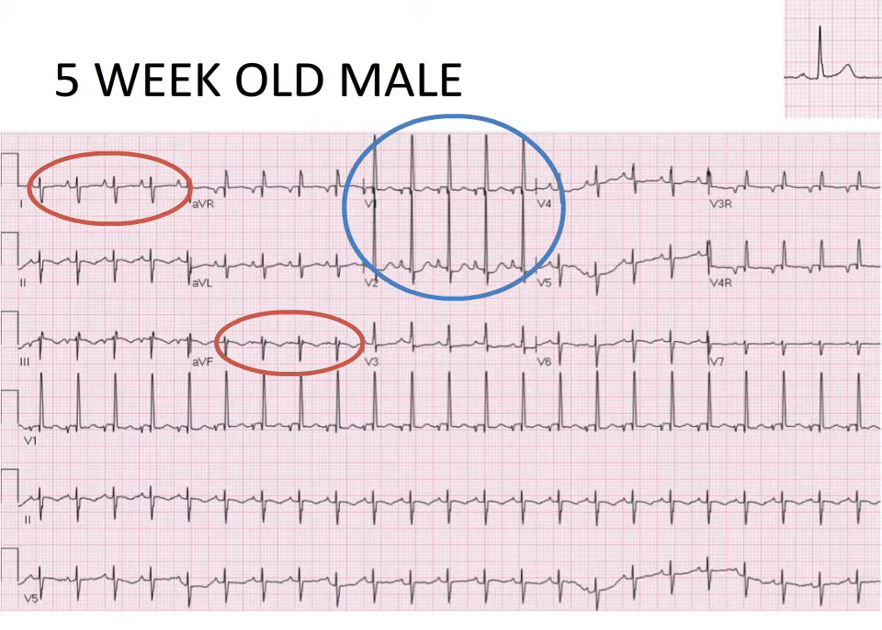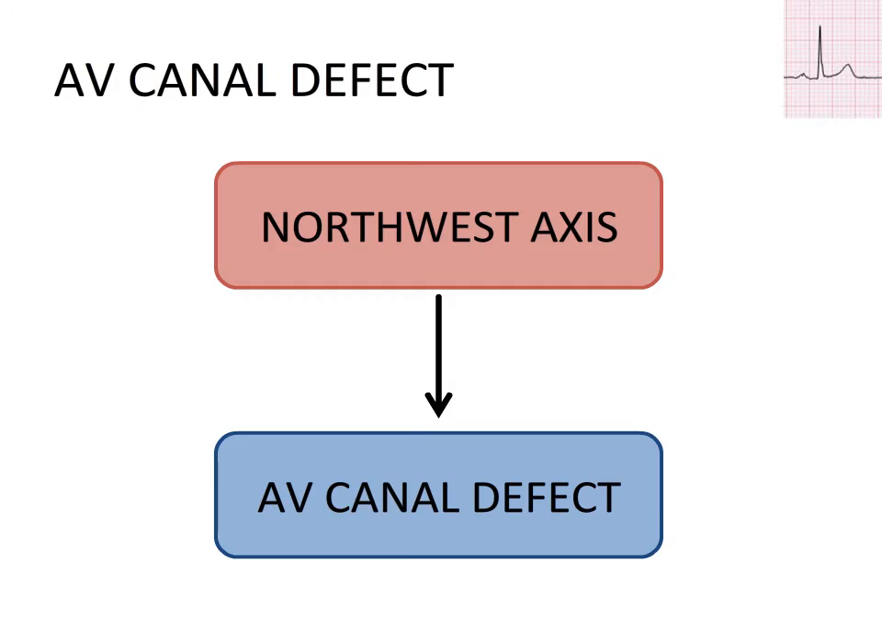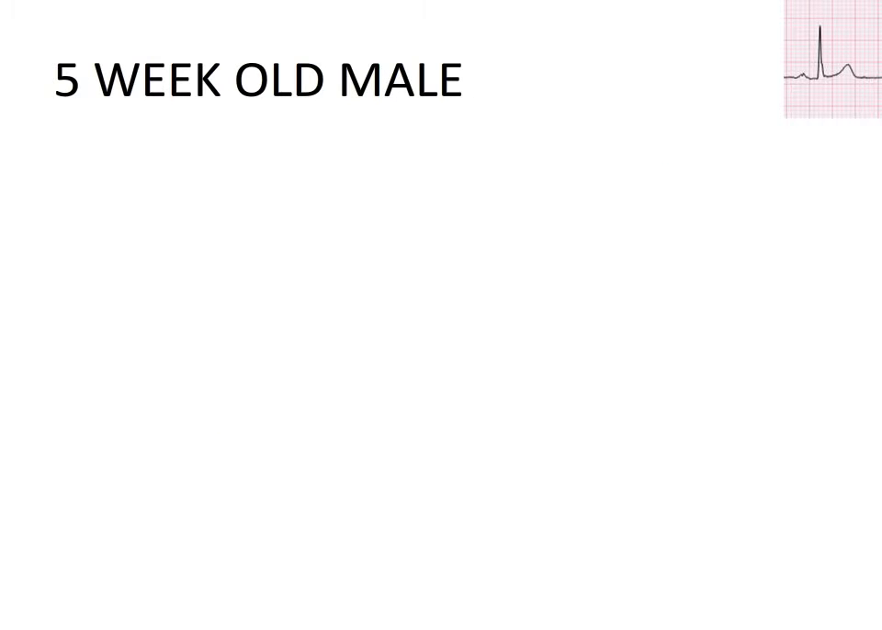AV canal defects are often associated with RVH and right bundle branch blocks. This patient should be seen by cardiology for an echo and to evaluate for an AV canal defect. The classic teaching with AV canal defects is a northwest axis on EKG. Remember that some AV canal defects may have a superior axis that is not truly northwest, depending on the exact architecture of the ASD. Therefore, this is not a perfect screen for an AV canal defect, but it is an important pearl to remember.